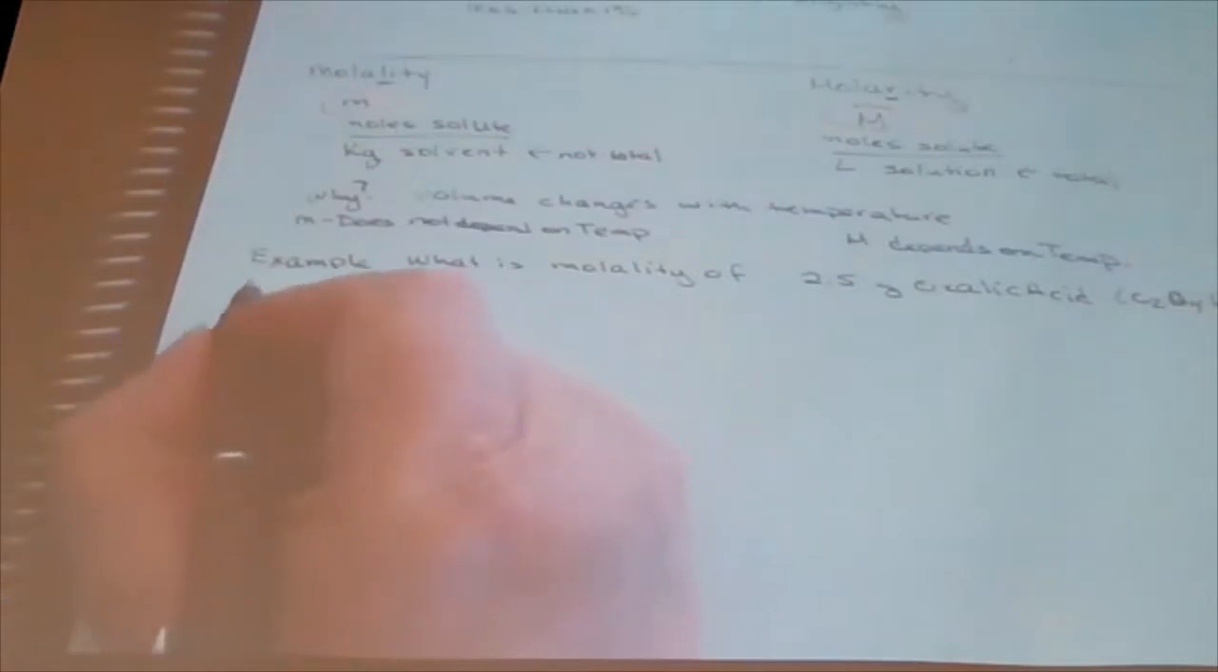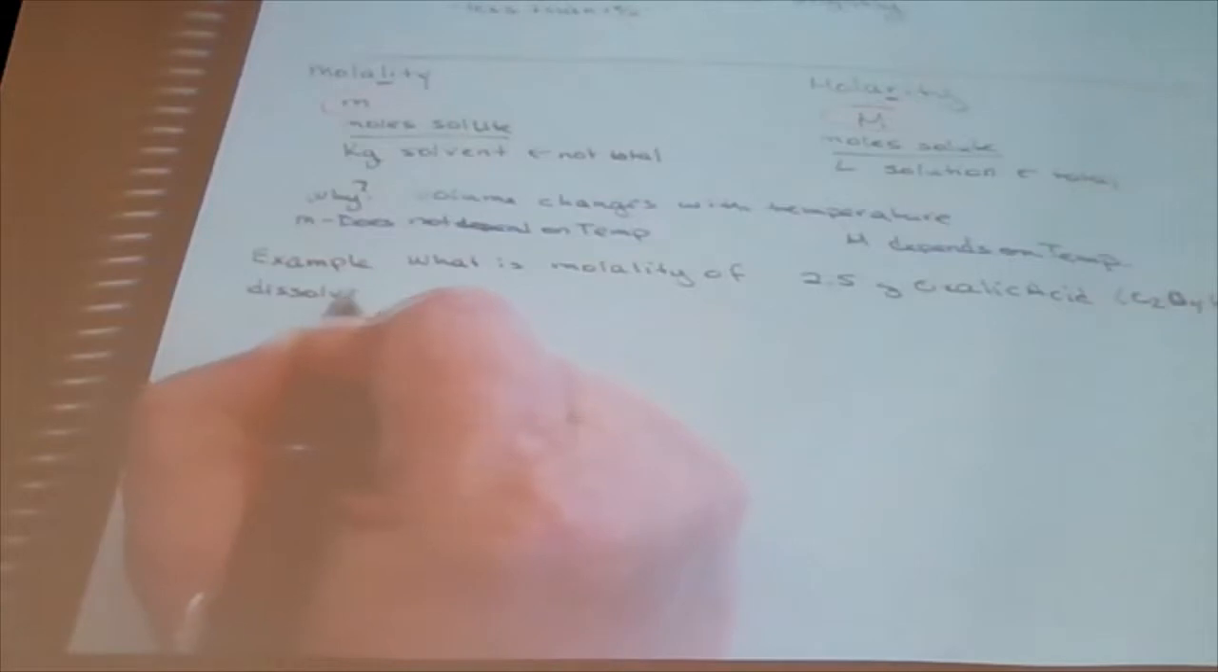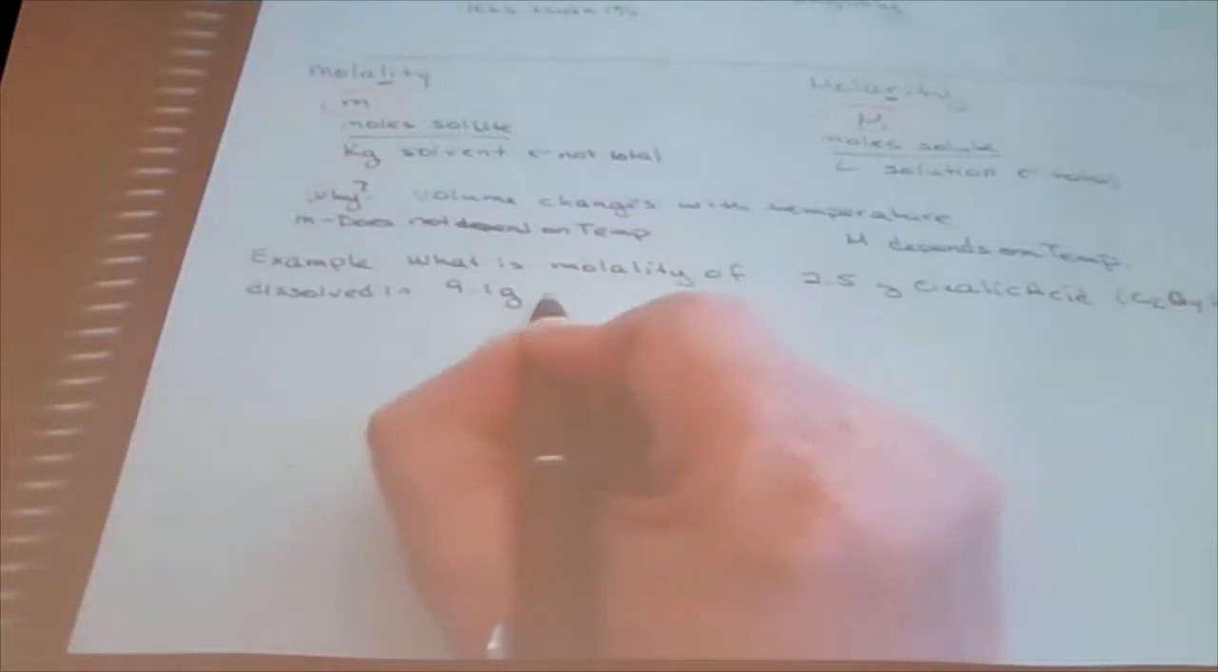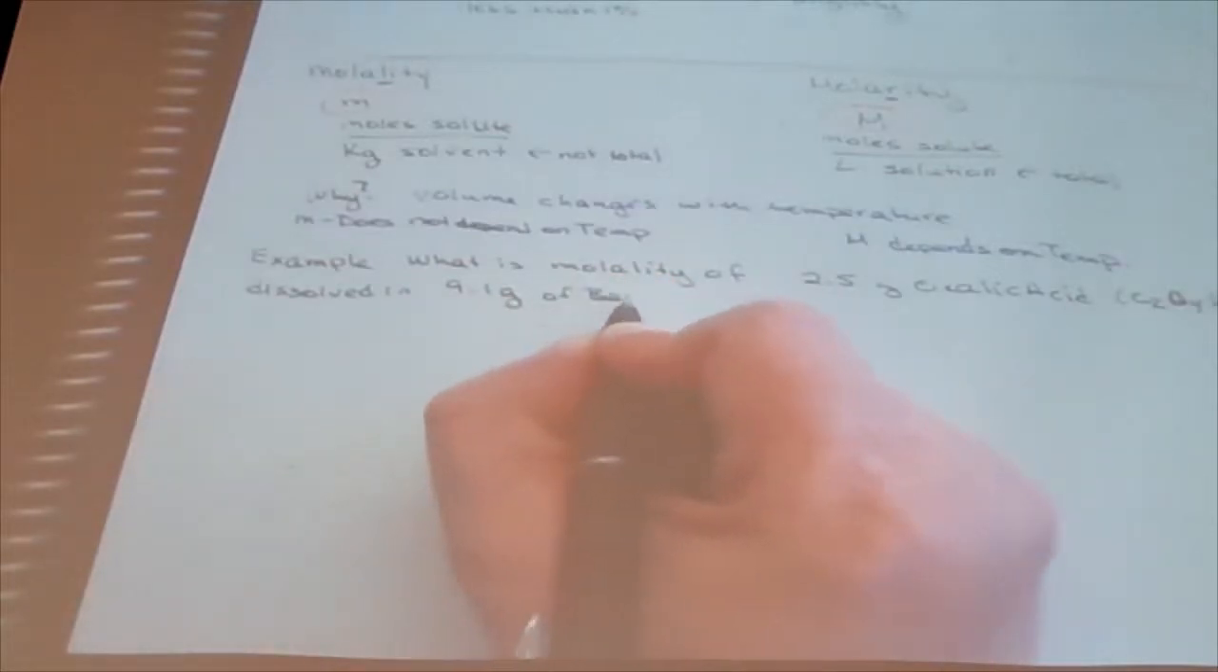We're going to take 2.5 grams of oxalic acid, and this has a formula of C2O4H2. And it's going to be dissolved in 9.1 grams of benzoic acid.